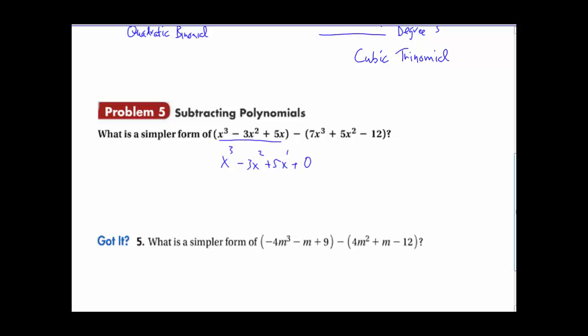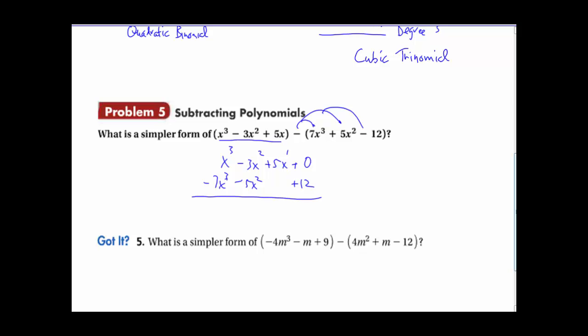Now we're going to subtract the other polynomial. If we remember back from chapter 1, we distribute the opposite, or look at it as the opposite. So the opposite of 7x cubed becomes minus 7x cubed. We're going to place that underneath the same degree, so we write minus 7x cubed underneath the x cubed. Then we take the opposite of a positive 5x squared, so we go minus 5x squared. Then we look at, do we have x to the first? When we take the opposite of negative 12, we have positive 12, so the positive 12 goes here. We do not have anything that's x to the first.